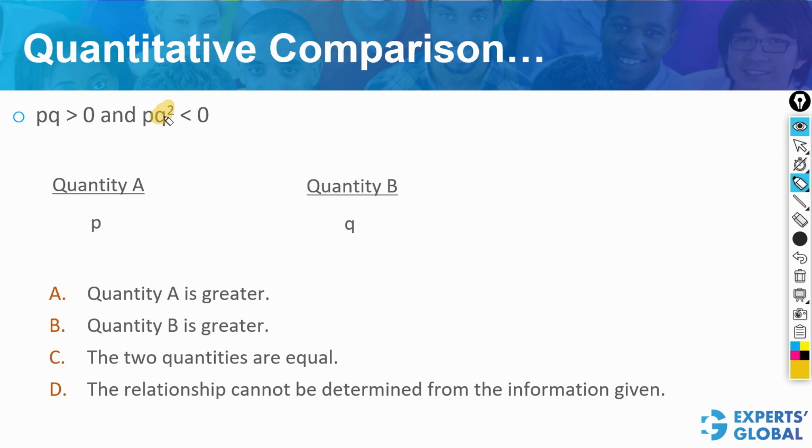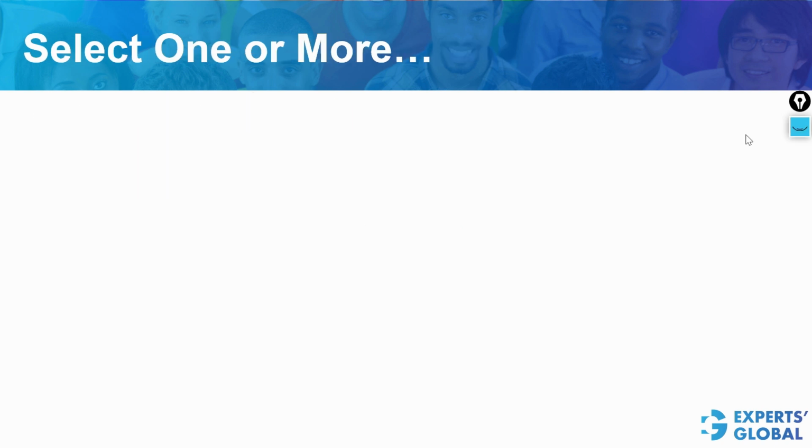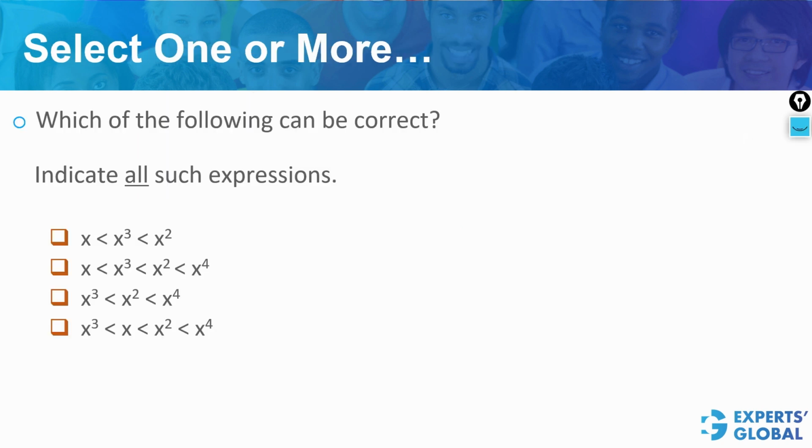Q squared is bound to be positive, and if P times Q squared is negative, it means P is negative. Now, the product PQ is positive while we know that P is negative. Therefore, we can say that Q is also negative. So we know that P is negative, Q is also negative, but we don't know which of these is more negative. Therefore, the relationship cannot be established. Please pause the video and solve this problem.